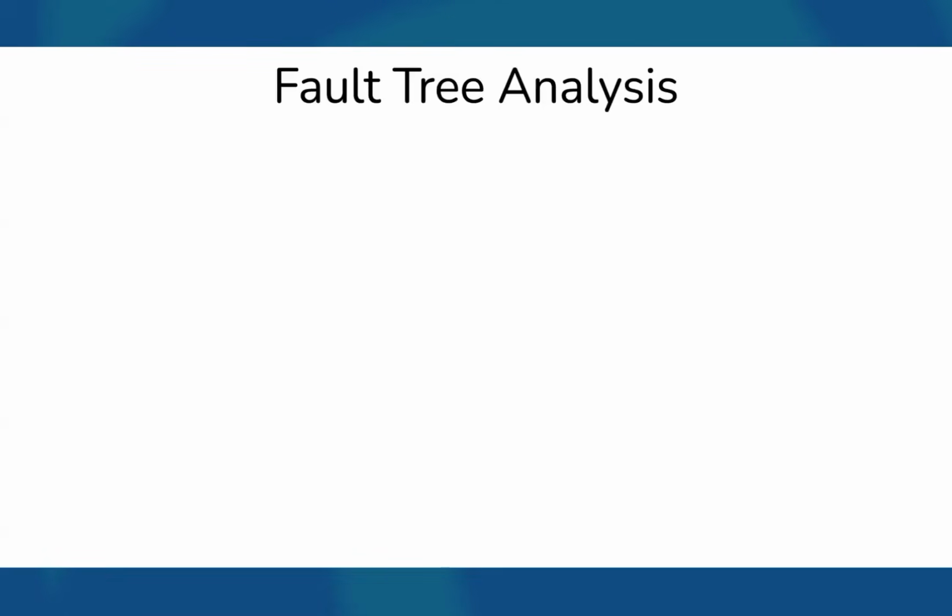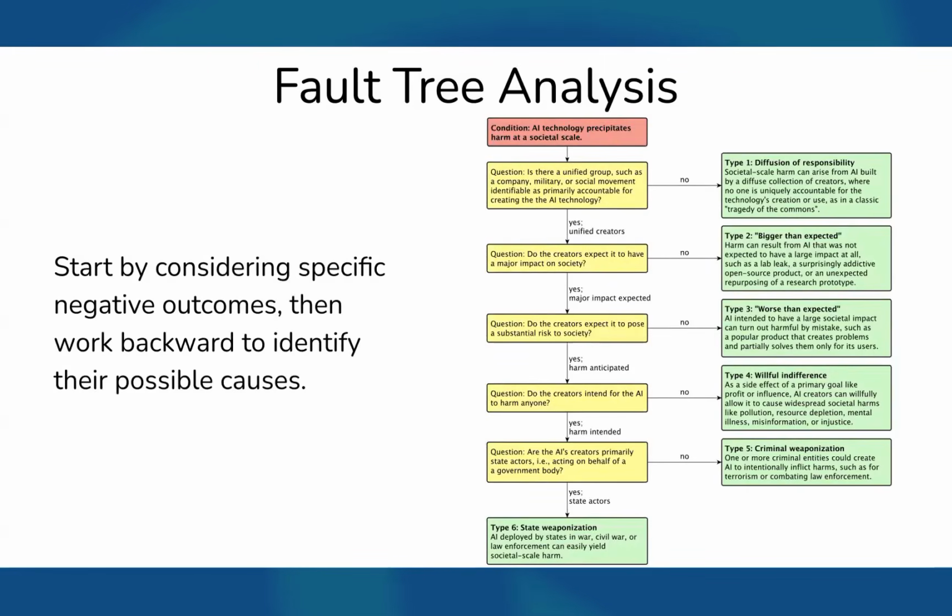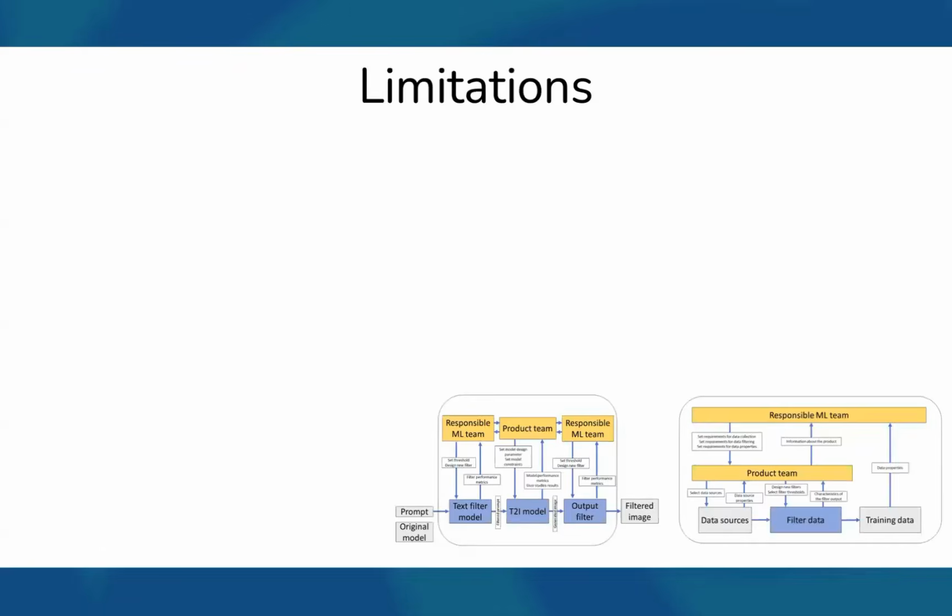Another example component failure accident model is fault tree analysis. Here the idea is to start by considering specific negative outcomes, then work backward, back chain, so to speak, to identify their possible causes. This helps us analyze some failure modes and helps us identify various hazards. This and the Swiss cheese model are helpful for doing some amount of safety engineering. It's just that it can leave out or make it harder to notice some other important factors.